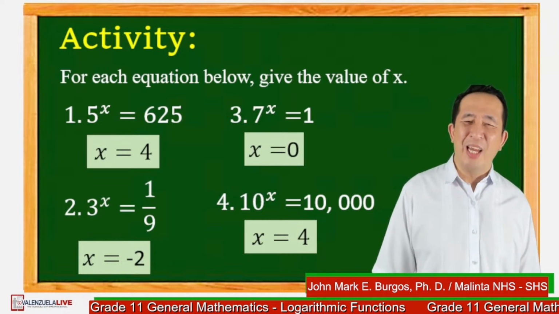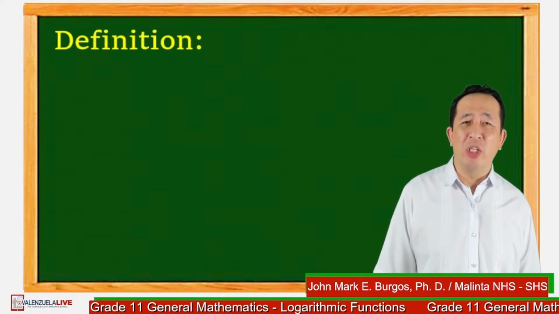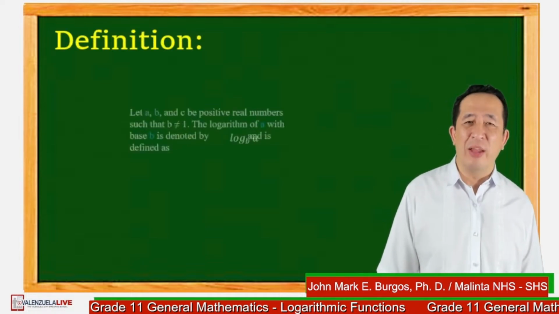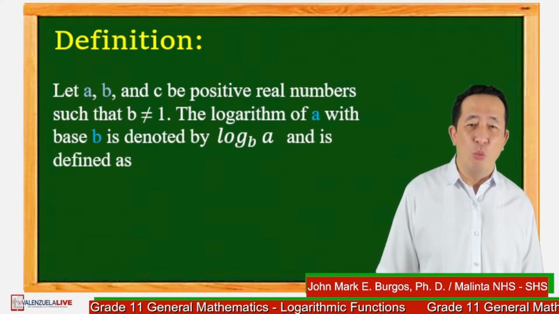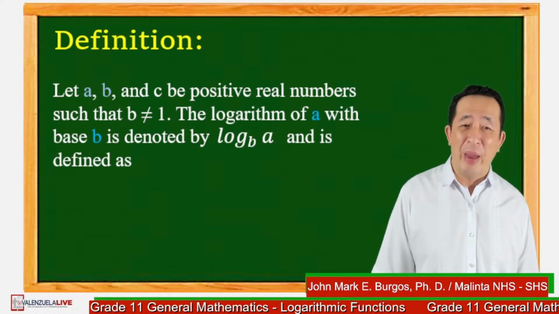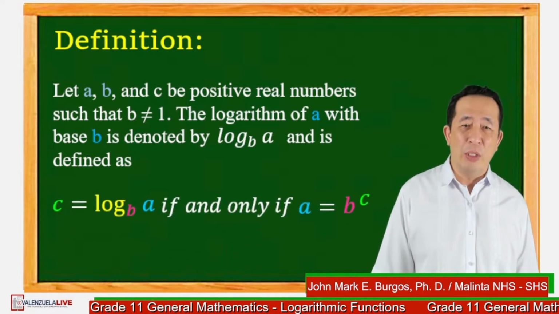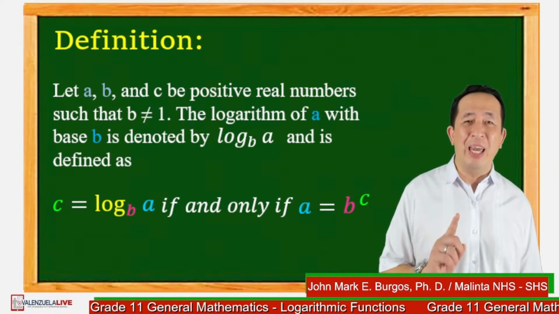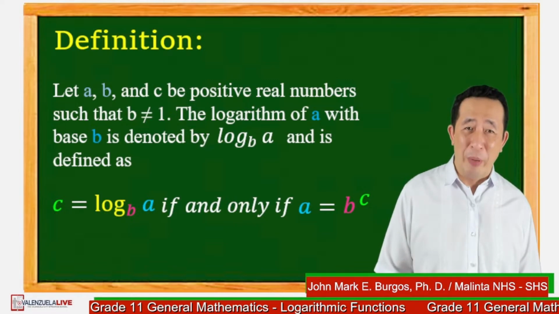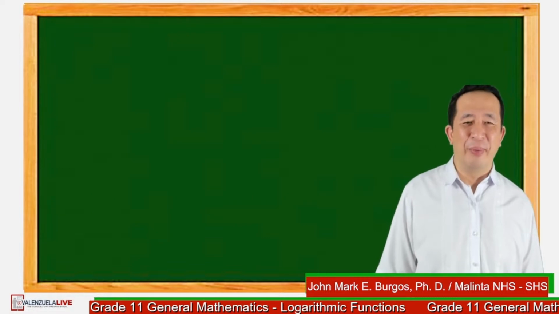Now, what is logarithm? Let A, B, and C be positive real numbers such that B is not equal to 1. The logarithm of A with base B is denoted by log base B of A and is defined as C is equal to log base B of A if and only if A is equal to B raised to the power of C. Let us have our first example.